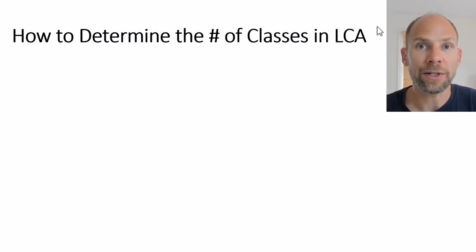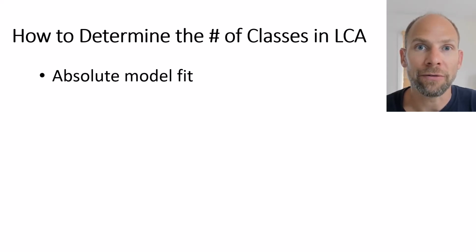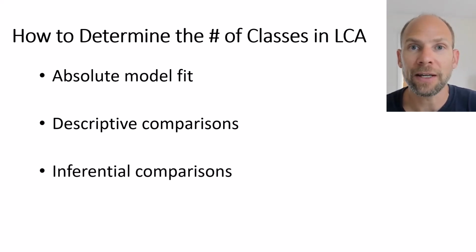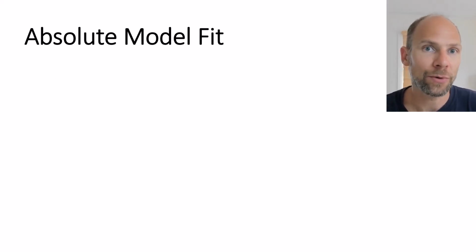And I want to discuss 4 different criteria that we should think about. So first is the criterion of absolute model fit. Second, we can perform descriptive model comparisons based on descriptive measures of fit for different models. We can also perform tests of significance, so inferential comparisons between different models. And then finally, we should also take into account substantive and theoretical considerations. So let's go through each one of these, and I will show you some examples regarding how we can determine the number of classes. So let's start with absolute model fit.